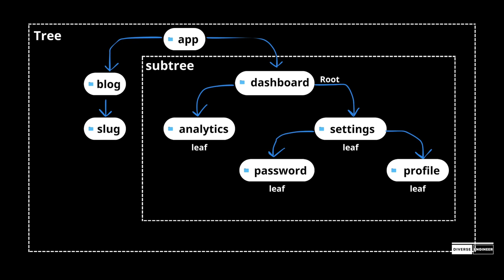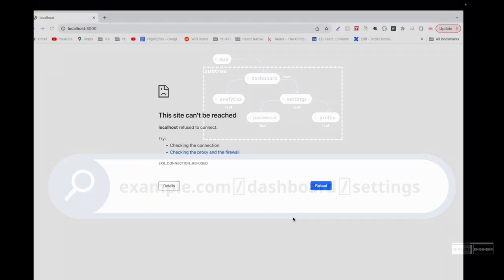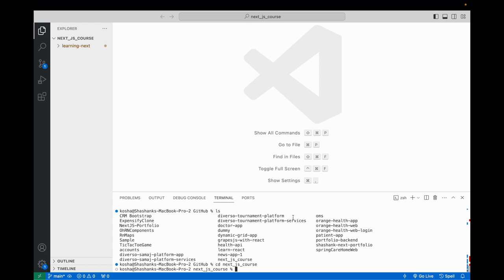You can call dashboard and settings as the segment, example.com as a domain, and slash as the route as we go inside the nested folders. Okay, let's see a practical example for this. Let's try to build an application.